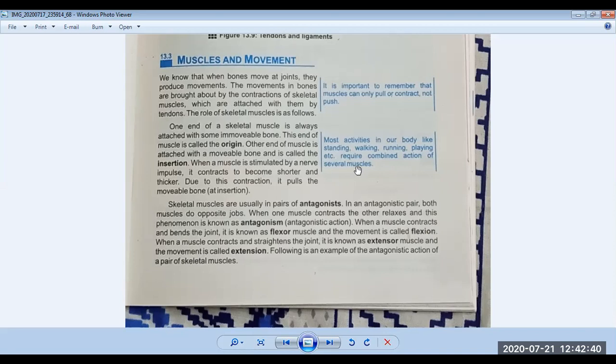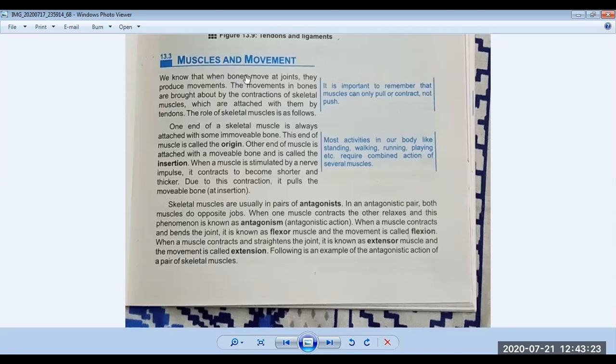So muscles play a very important role in our body. Now we will discuss the muscles in detail, and what their importance is in our body. First we will discuss how skeletal muscles are involved in the movement of the skeleton. By parts we will discuss it. So first, the skeletal muscles are involved in the movement of the skeleton.